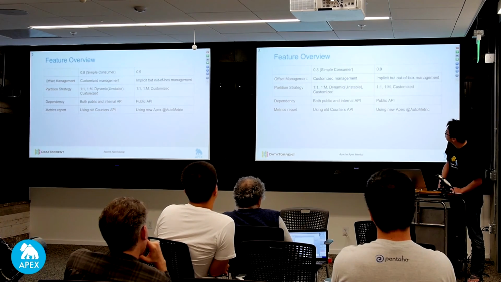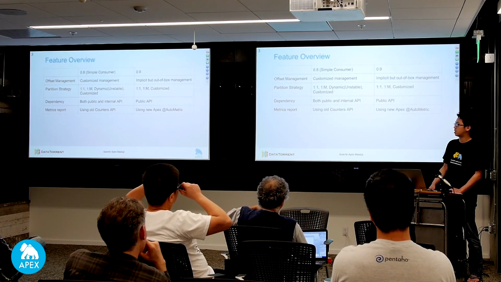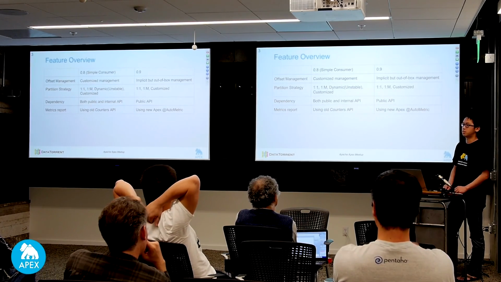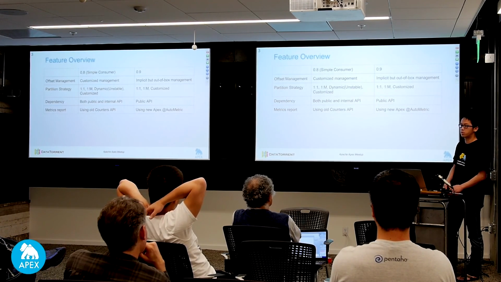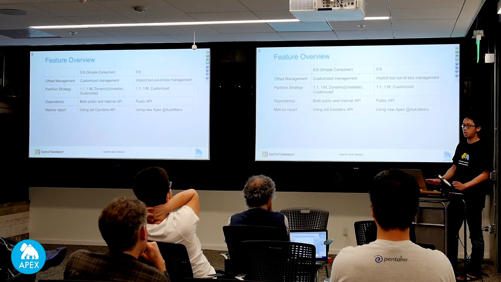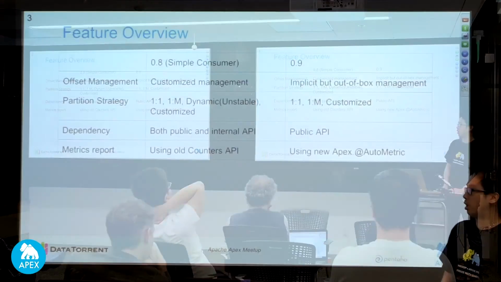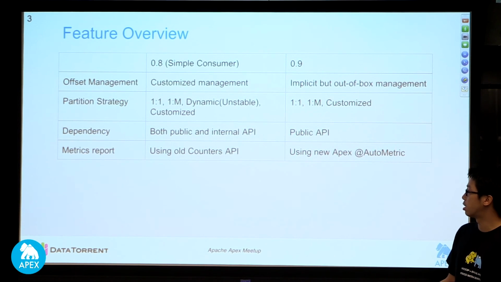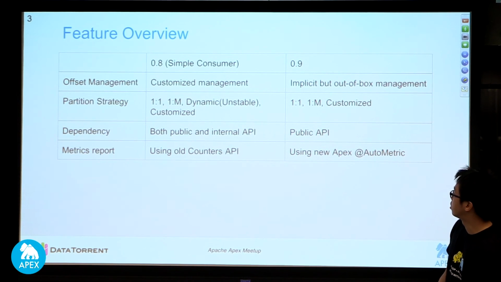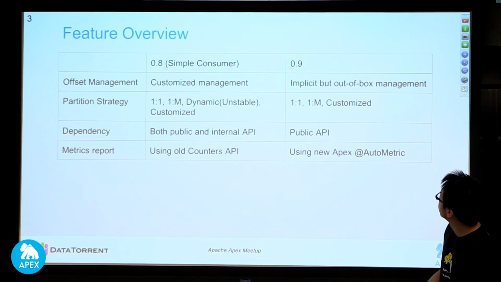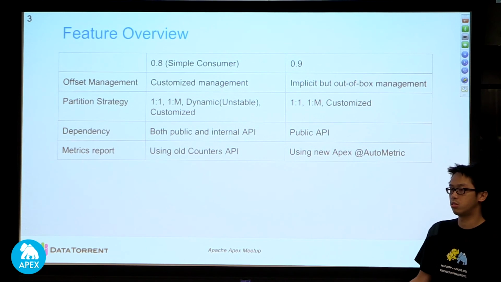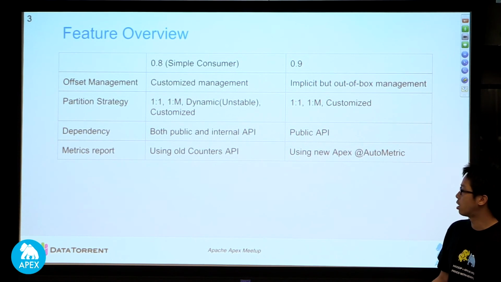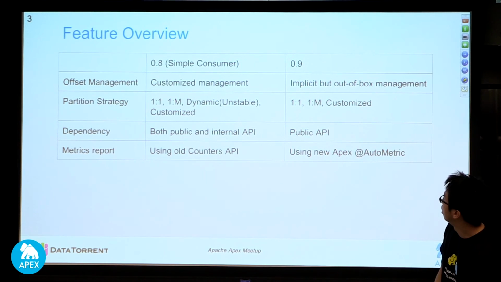In the old input operator, we also support dynamic partitioning based on throughput, but in our tests it's not very stable, because the throughput itself could be unstable, and it also depends on how fast your cluster is. So we took it out from the new input operator. And also, they both support customized partitioning. You can implement your own algorithm or logic to do the partitions.